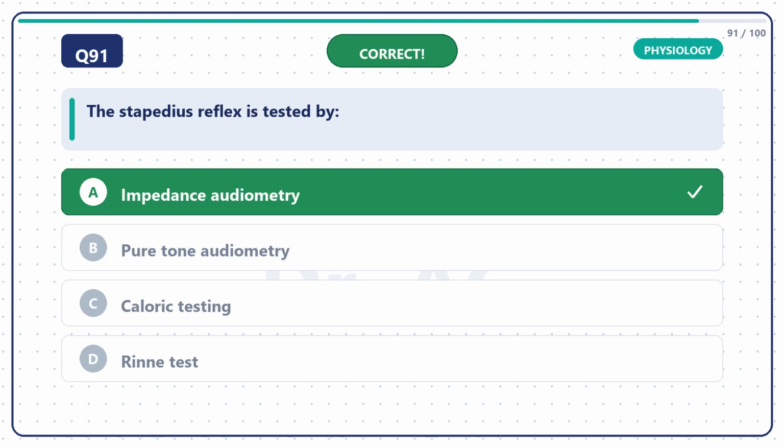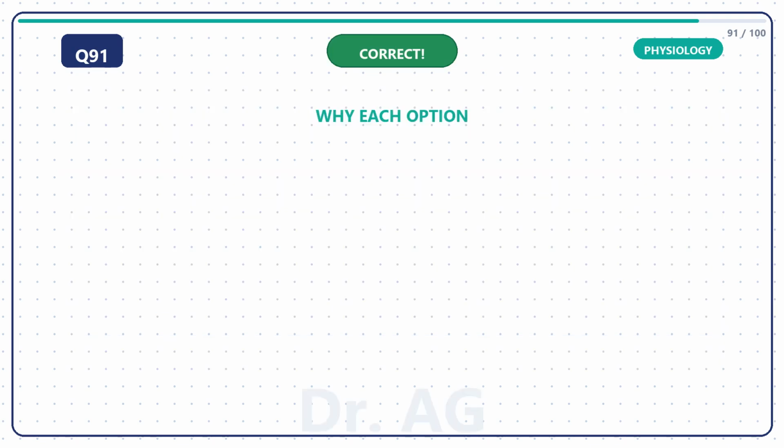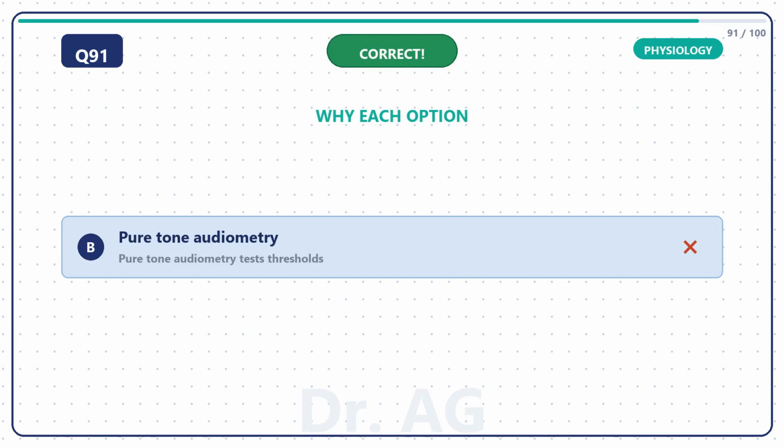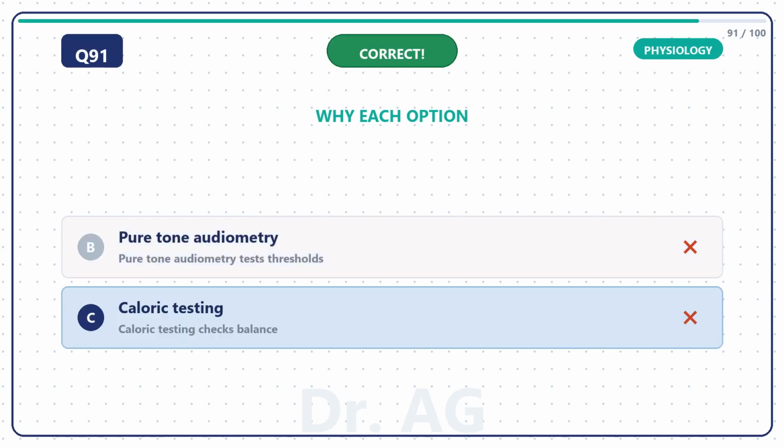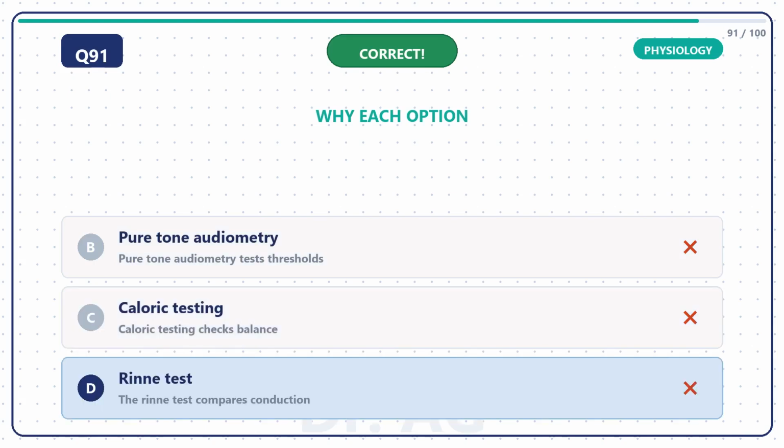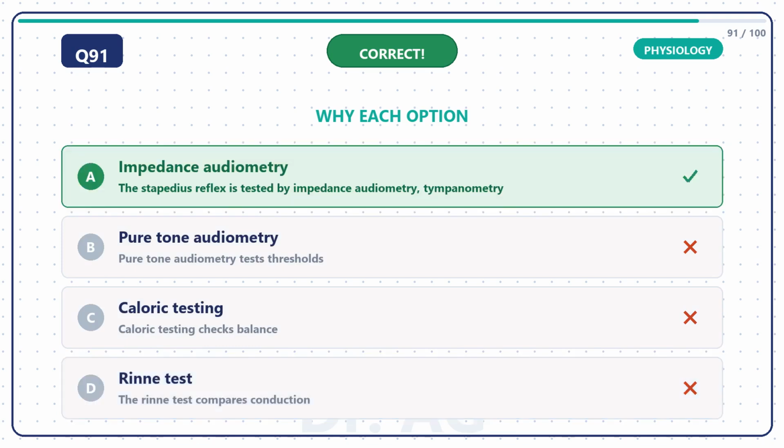The correct answer is option A. Impedance audiometry. Let's go through the options. Pure tone audiometry. Pure tone audiometry tests thresholds. Caloric testing. Caloric testing checks balance. Rinner test. The Rinner test compares conduction. And the correct answer is impedance audiometry. The stapedius reflex is tested by impedance audiometry, tympanometry. So, the right answer is option A.